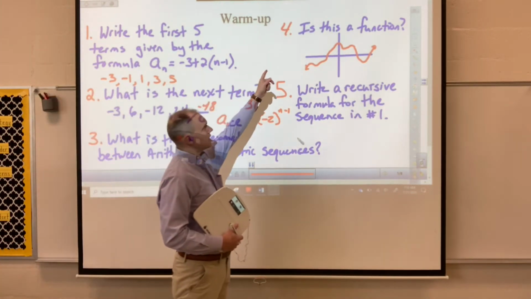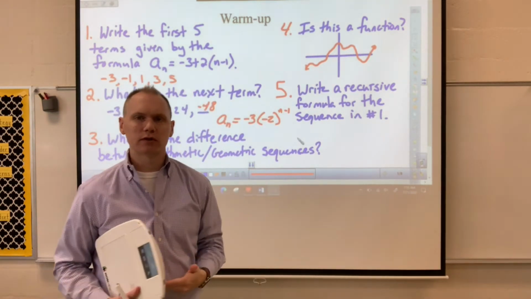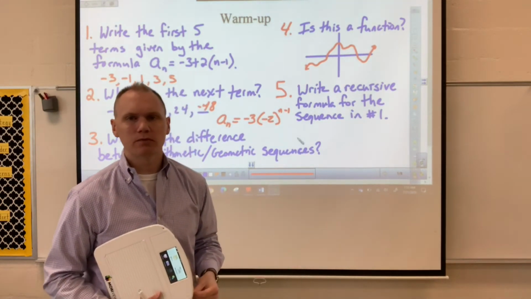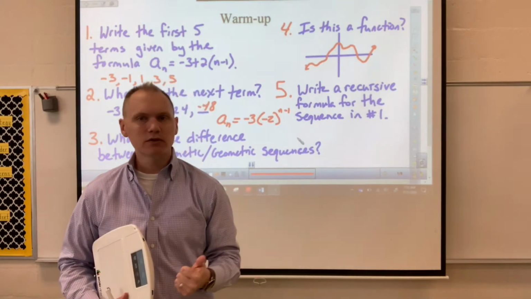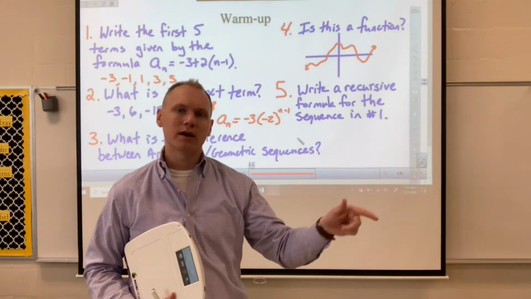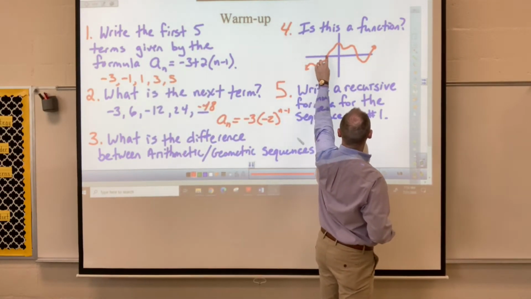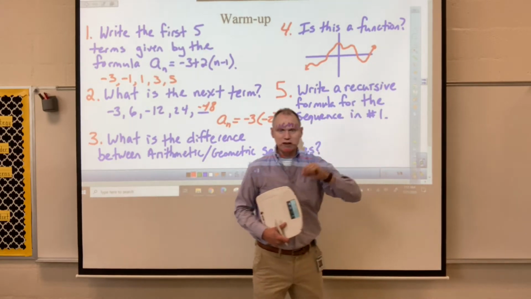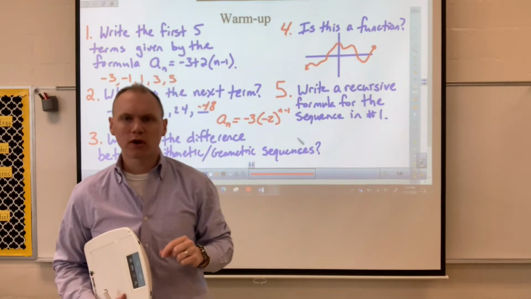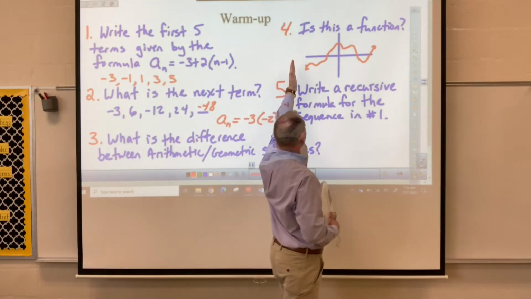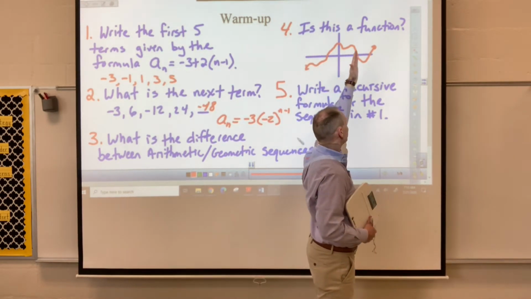Number 4, is this a function? Back in Unit 1, we talked about why things are either functions or not functions. And in that unit, we talked about something called the vertical line test, but really it comes down to the definition of a function in that every single input has exactly one output. So our inputs are along the x-axis here. So we're inputting all of these values along the x-axis, and it should be tied to only one y value. So every input has exactly one output. So does every input here, as we go along, have exactly one output?